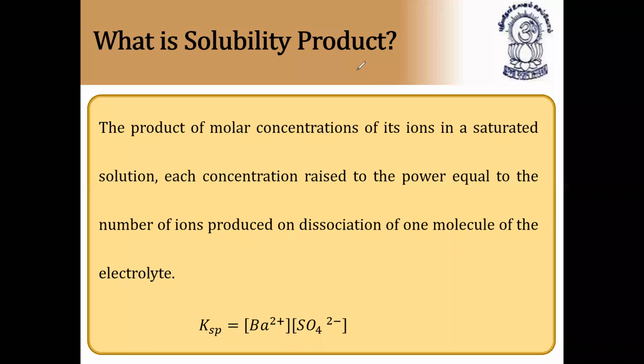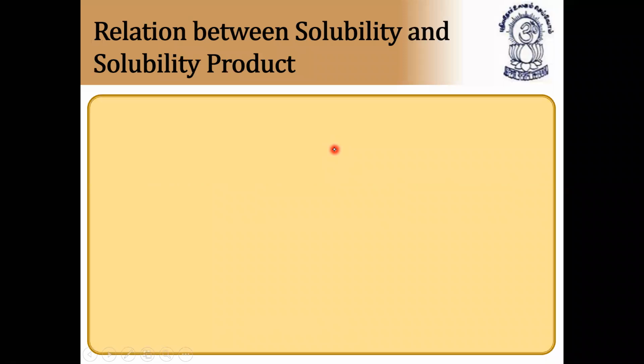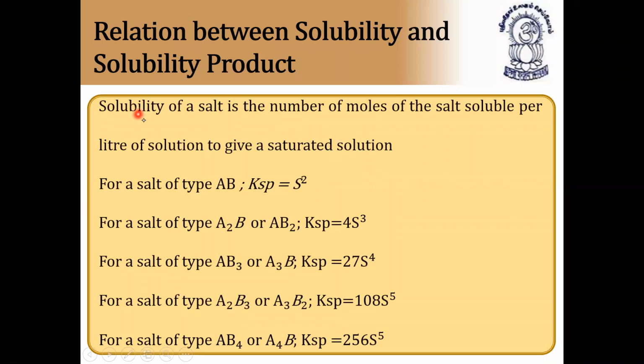So let us see the relation between solubility and solubility product. Solubility of a salt is the number of moles of the salt per liter of solution to give a saturated solution. Very, very important definition. Please listen carefully. Solubility of a salt is the number of moles of the salt soluble per liter of solution. In 1 liter of solution, the maximum amount of salt that dissolves is called its solubility, to give a saturated solution. Saturated means no more solute can be added.